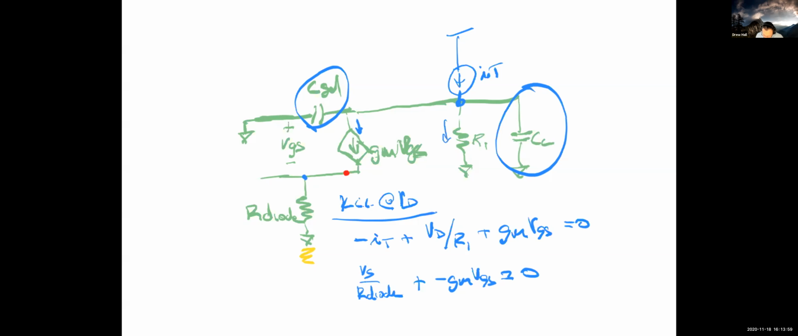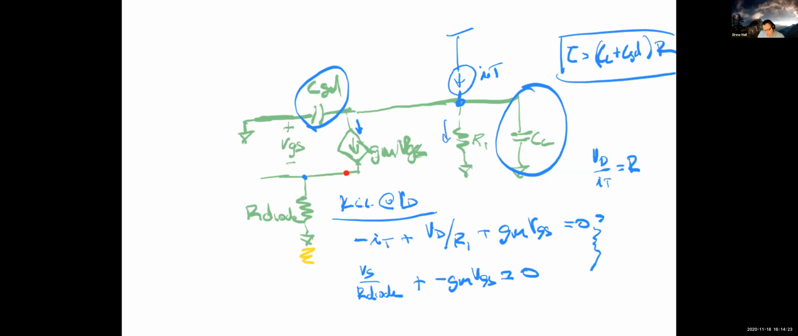All right, so I'm going to solve these two expressions, again solving for VD divided by IT. And that's going to give me the driving impedance. And then my time constant will be equal to CL plus CGD times R. Any questions about that? Does everybody understand? I guess the most obvious choice is just to say that the impedance is R1, or RL rather. It's not just RL. Does everybody understand why it's not just RL?